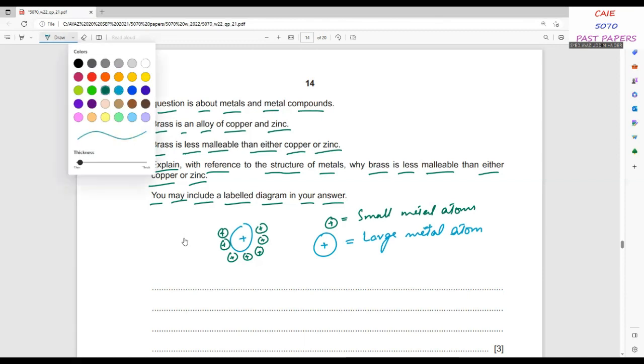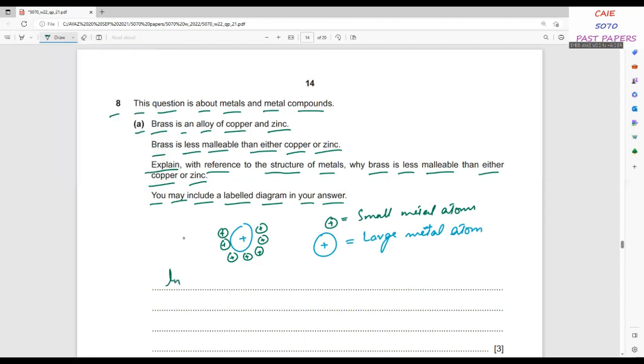So what you will write in the answer? You have to compare with the pure metal. In pure metals, the atoms or ions can slide or slip over one another.